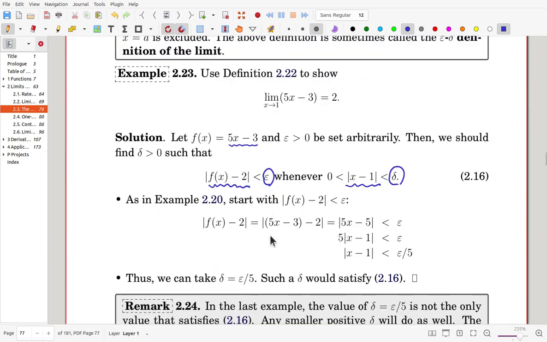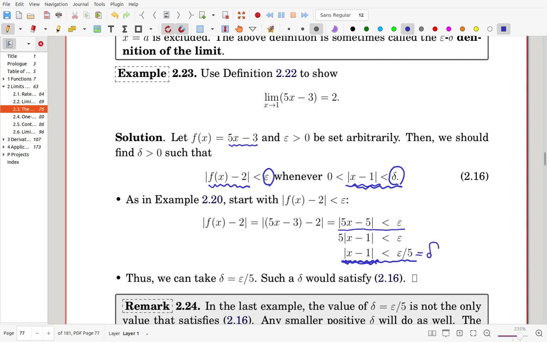Here, f of x is 5x minus 3. So this is bounded by epsilon, and 5 is common, so we take it out and divide by 5, because eventually we have to deal with that inequality. Already we obtain the shape: the absolute value of x minus 1 appeared and is bounded by epsilon over 5.